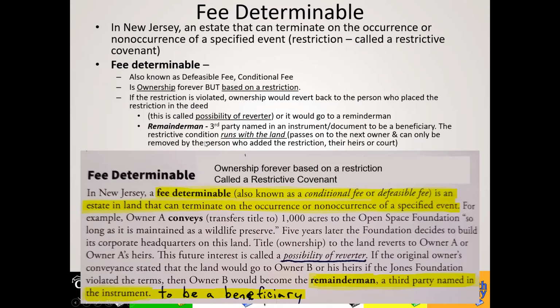So the restrictive covenant runs with the land. That means that it passes on from one owner to the next. It cannot be removed except by the person who put the restriction in the deed, their heirs, or a judge if it later on turns out to be an illegal restriction.